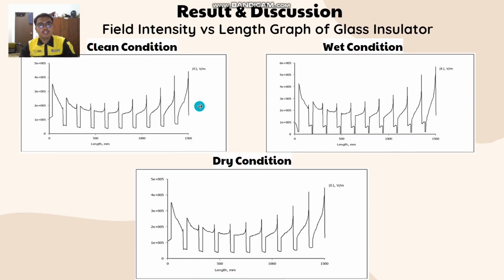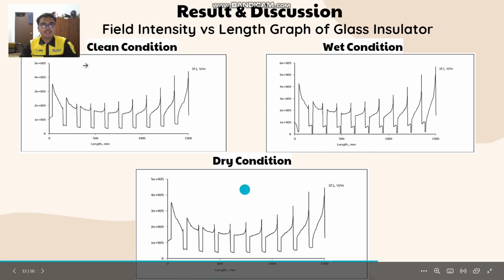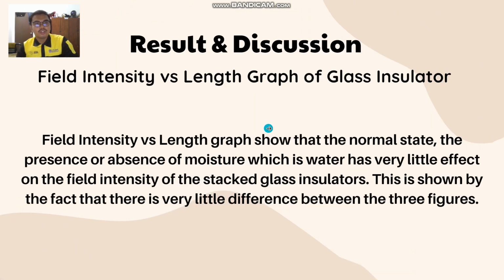Next is the field intensity versus length graph of the insulator. The first is the clean condition and wet condition, lastly the dry condition. For the discussion, the field intensity versus length graph shows that in the normal state, the presence or absence of moisture, which is water, has very little effect on the field intensity of the stacked glass insulator. This is shown by the fact that there is very little difference between the three graphs. So that's all for me.